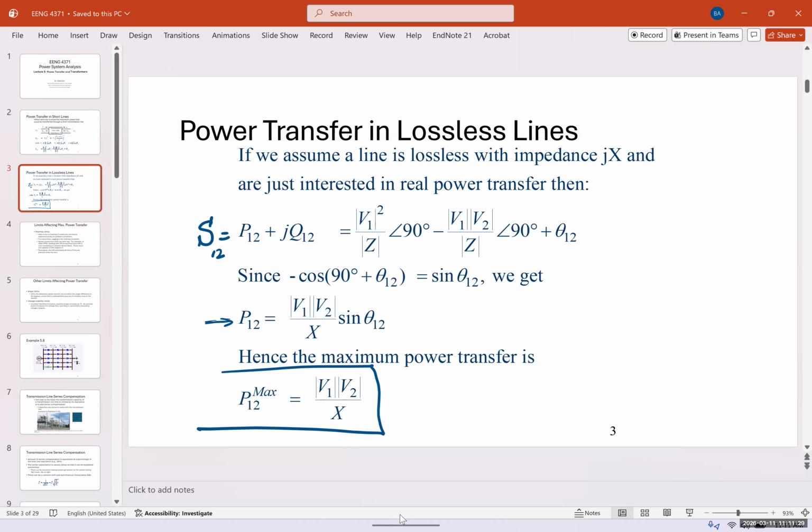Now, if V1 and V2 are equal, then we're going to have V1 squared over X, which is going to give us the maximum power transfer. But obviously V2 is going to be less because we have loss. We don't have a lossless system, so we're going to have less than the maximum.